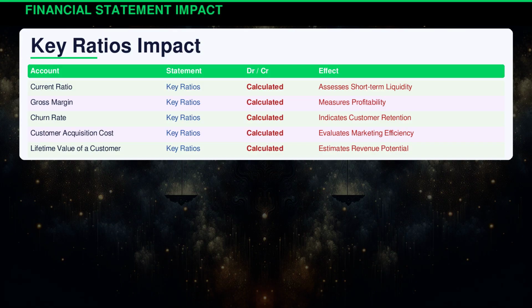Churn rate assesses customer retention, vital in subscription models. Customer acquisition cost evaluates marketing efficiency, affecting growth sustainability. Lifetime value forecasts potential revenue from customers, guiding investment in customer relationships. These ratios collectively influence strategic and operational decisions.